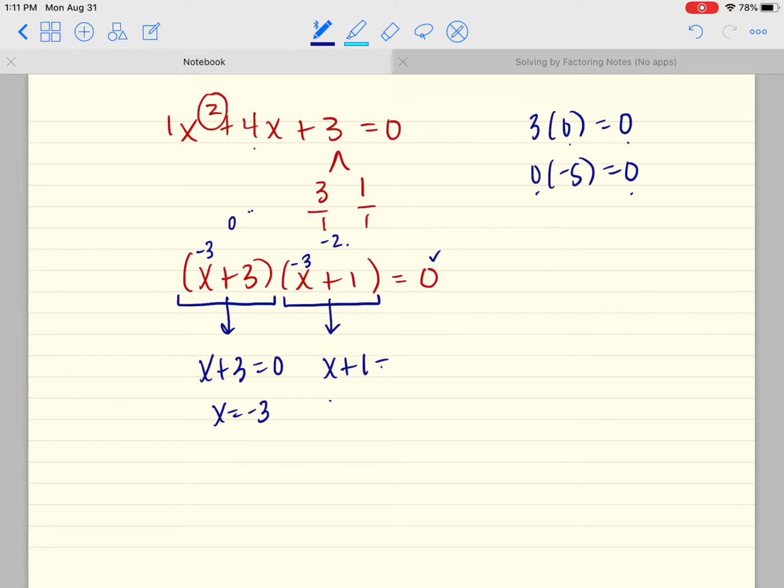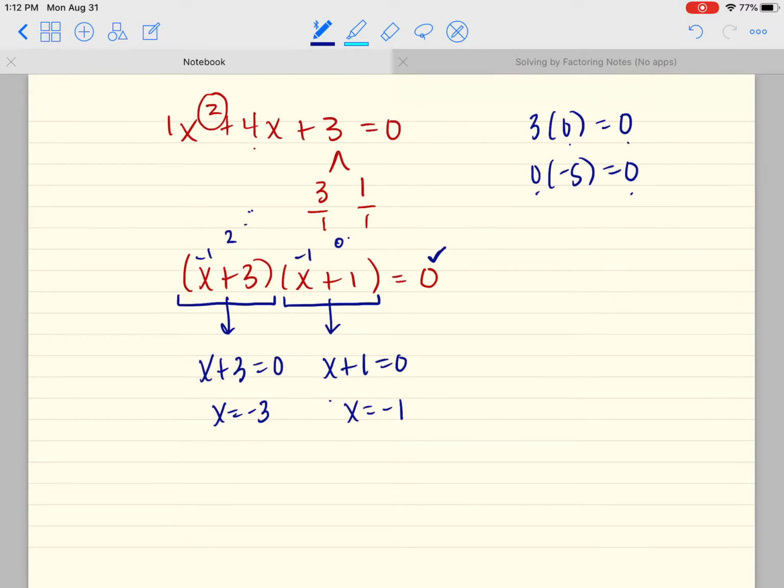What makes x plus 1 equal 0? Well, this would have to be negative 1. And if I plug the negative 1 in, we see a 0 for this factor, and over here I get 2, but it doesn't matter because 2 times 0 is going to make the 0 that we need in our equation.